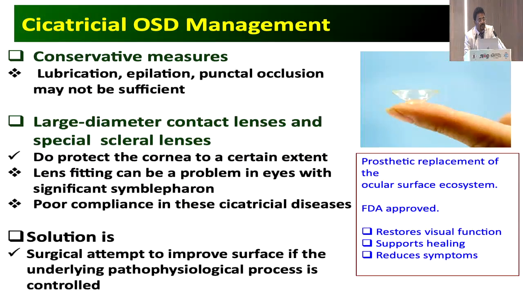So conservative management like lubrication, epilation, punctal occlusions may not be sufficient, but sometimes you have to use it. Large diameter contact lenses or special scleral lenses do protect the cornea to a certain extent. Lens fitting can be a problem in eyes with significant symblepharon, and poor compliance in these cicatricial diseases is really a problem. Prosthetic replacement of the ocular surface ecosystem, that is PROSE lenses, that is FDA approved, restores visual function, supports healing, and reduces symptoms.